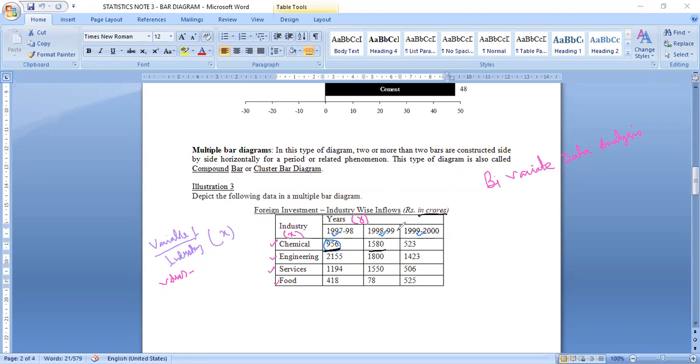Okay, so how can I represent this? Bivariate. Since it comes in exams, I am doing it. Actually theoretically, the multiple bar diagram is related with bivariate data. Okay, so I am going to represent it, let us check.